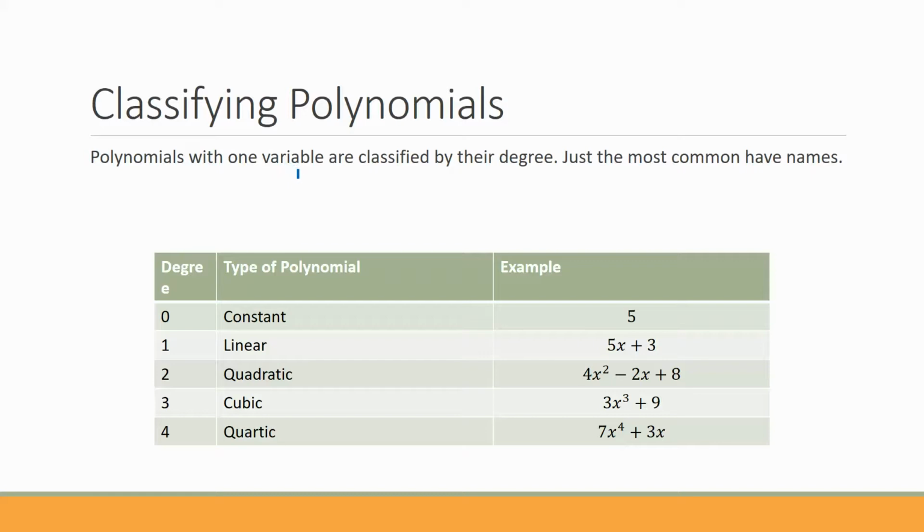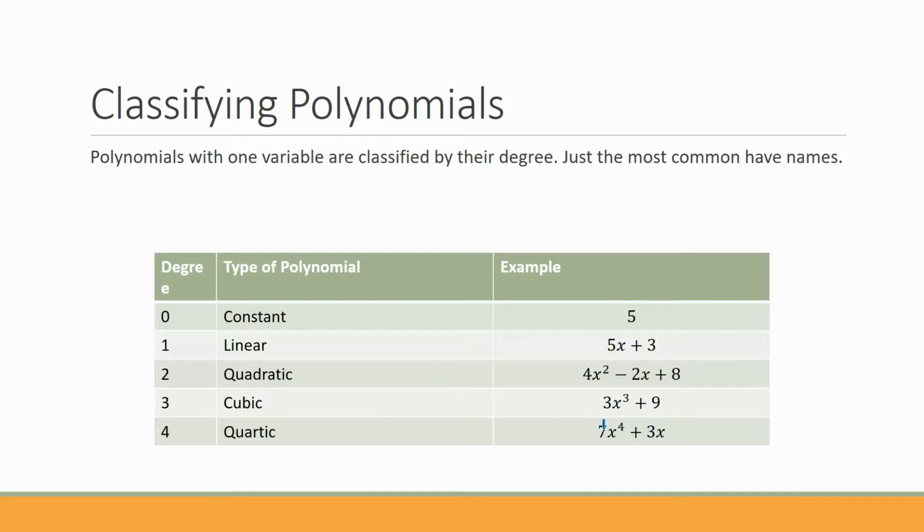Polynomials with one variable, so only x, only y, only a, are classified by their degree. I've just listed the most common ones because those are the ones that have names. So if the degree is 0, it doesn't have a variable, it's a constant polynomial. If the degree is 1, so it has just an x term, then it's a linear polynomial. If the degree is 2, so here we have a degree 2 term, a degree 1 term, and a degree 0 term, then it's a quadratic polynomial.